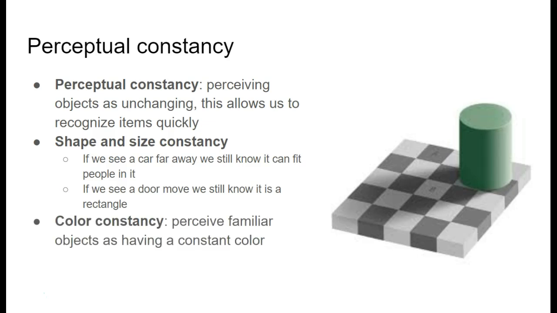This also exists for color. We perceive familiar objects as having a constant color. So, for example, we perceive school buses as yellow. Even if we were to see it at night and it's dark and you can't really get the full yellow effect, you know that it's yellow.